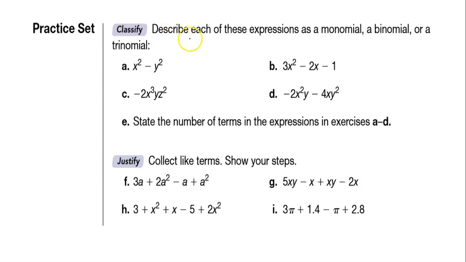Okay, so it says describe each of these expressions as a monomial, a binomial, or a trinomial. Mono means one, so a monomial would have one term. Bi means two, so that would have two terms. And tri means three, so that would have three terms.